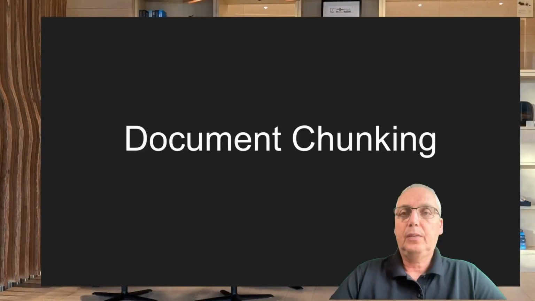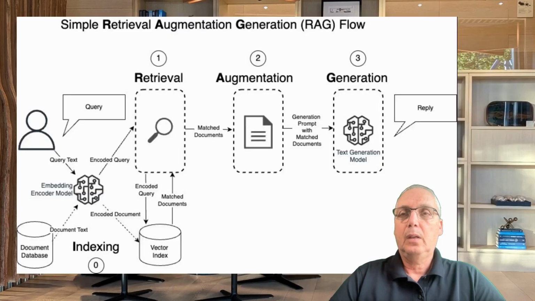Let's talk about the next sensitive point in the RAG application: how you split documents into chunks. If you remember, our application includes the indexing part, where we have a set of documents that we want to index semantically to allow the retrieval to find them.